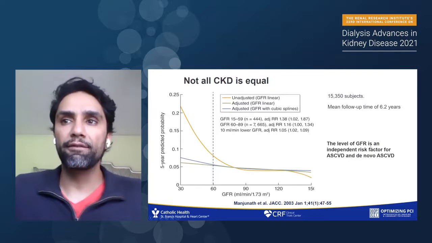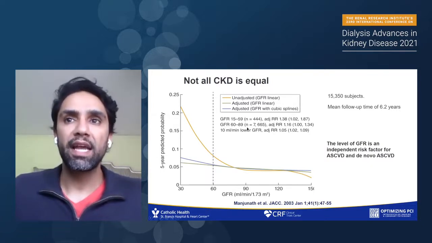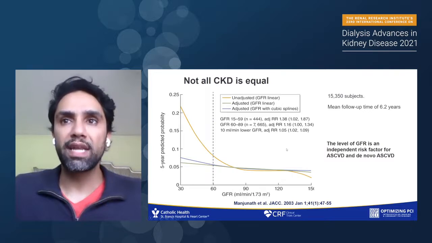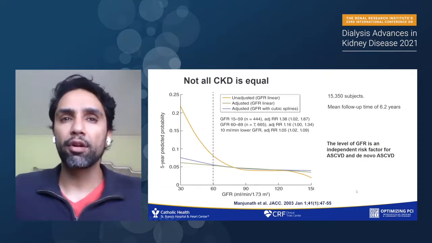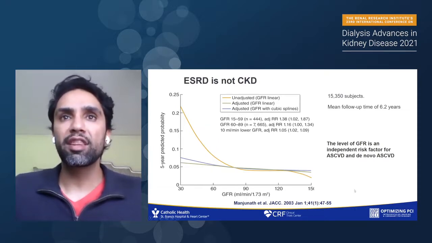Thus, the level of GFR is an independent risk factor for atherosclerotic cardiovascular disease and de novo atherosclerosis. And you'll see in this study that really a cut point of about 60 has a significantly increased hazard compared to those patients who are higher. Why does that matter? It matters because we need to think about these things in a systematic way.